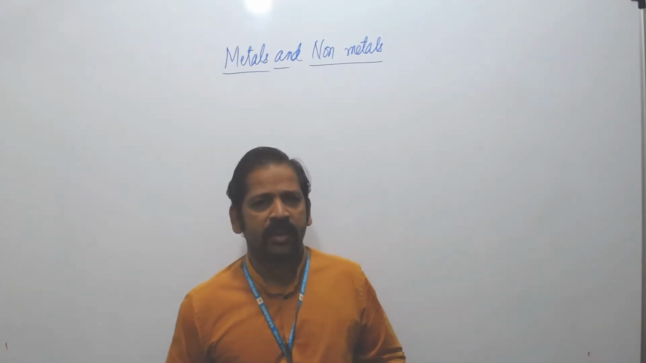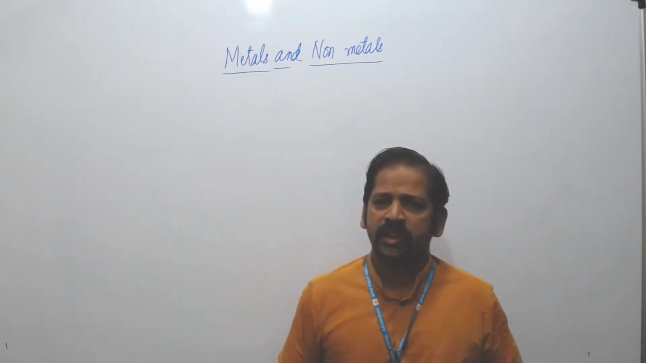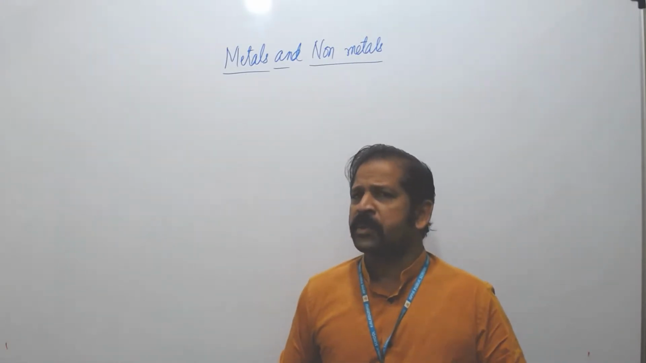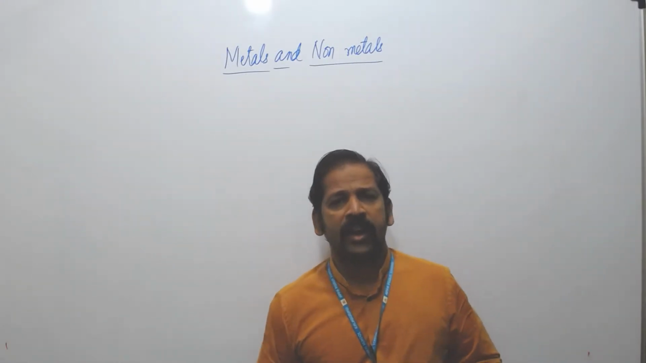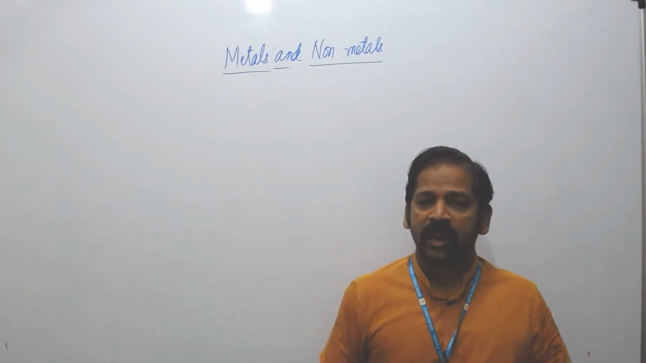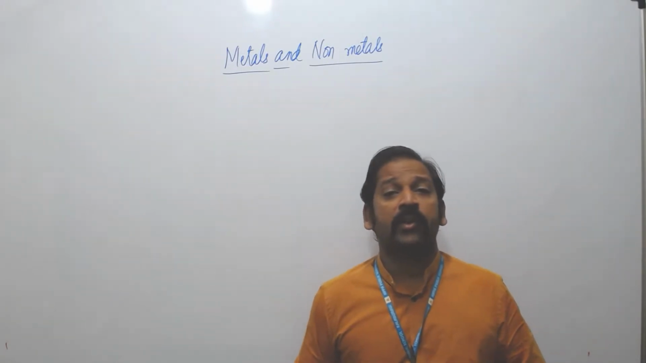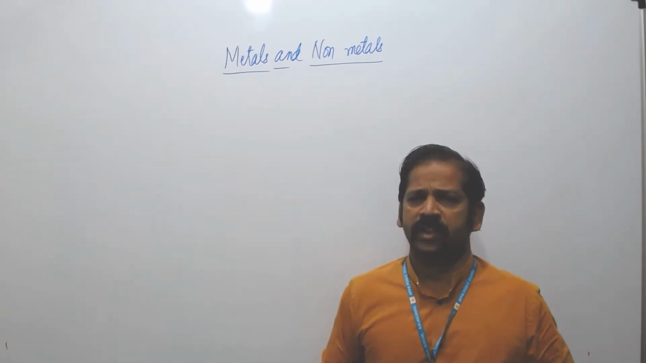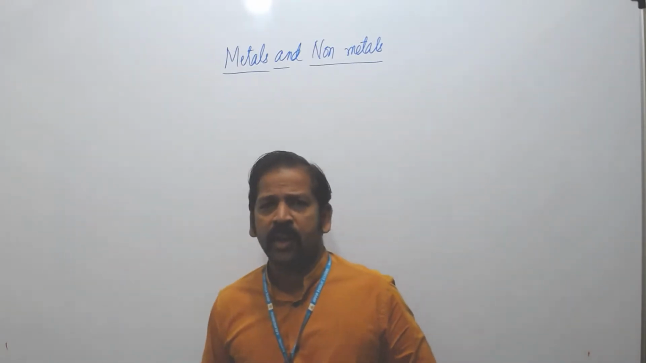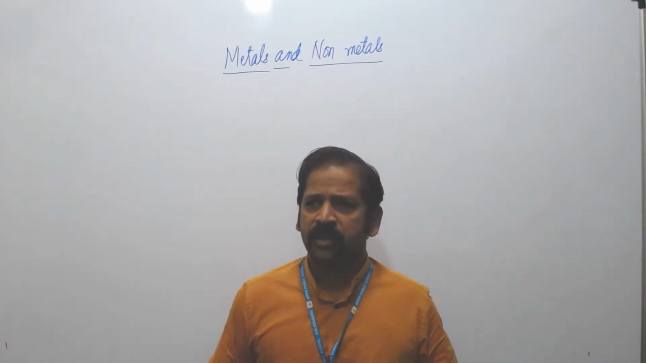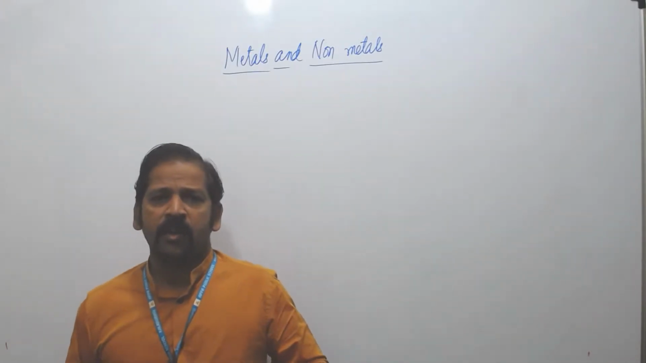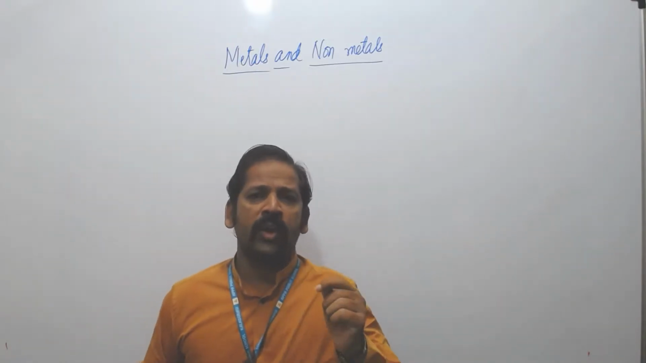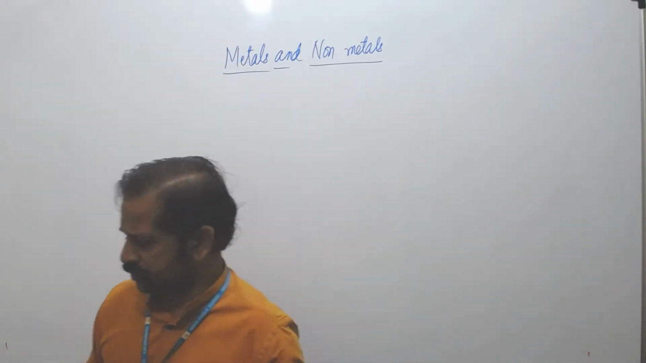For sulfide it is roasting. For sulfide and carbonate, it is calcination, and for the highly reactive elements, it is the electrolytic reduction process or electrolysis. Okay, we start step by step. The first point is about the metals of low reactivity series.